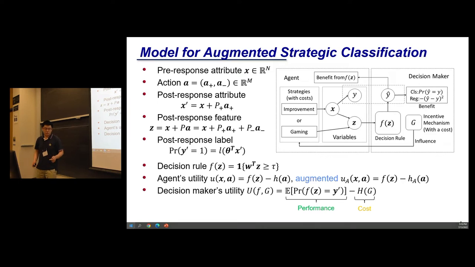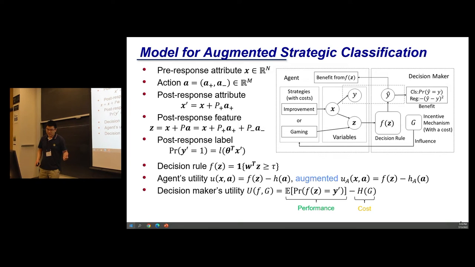And the decision rule we consider in this setting is a classifier with a linear decision boundary. It has a classification coefficient W and a threshold tau. So the agent's utility has two components, the benefit component being their post-response decision rule outcome. And the cost will just be the action cost.